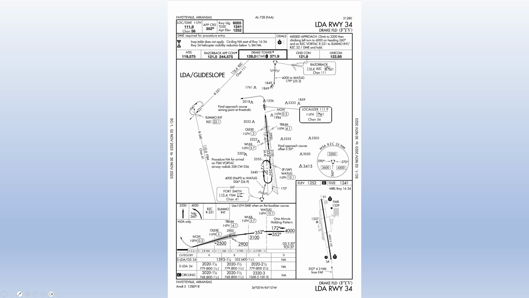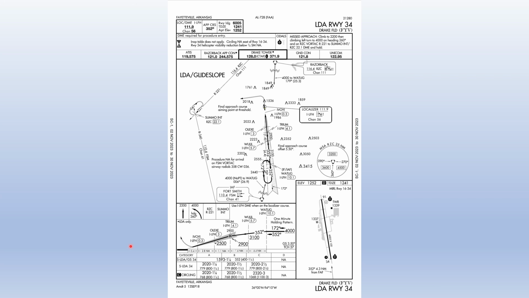Does this approach have a glide slope? Tell me how you would fly this approach. Can I intercept the glide slope if I'm receiving it from WATUG and track it down? Does this approach have a decision altitude or a minimum descent altitude?